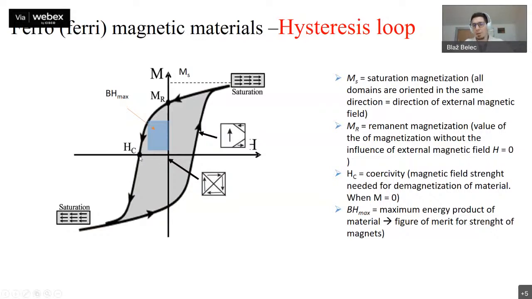Then the whole story is repeated, but on the negative side. So with increasing the magnetic field into the negative side, we again saturate the material. So all the spins, in all the domains, are oriented in the same direction. And then back to the remanent magnetization and coercivity and so on. And we can drive around this hysteresis loop.